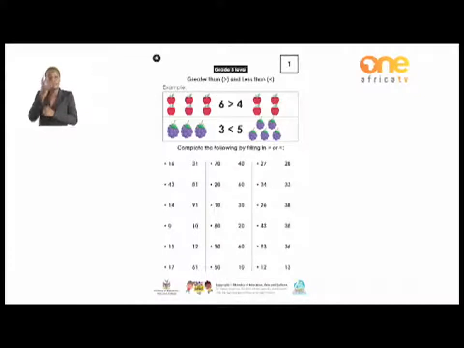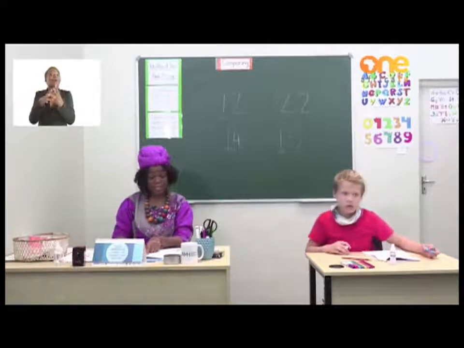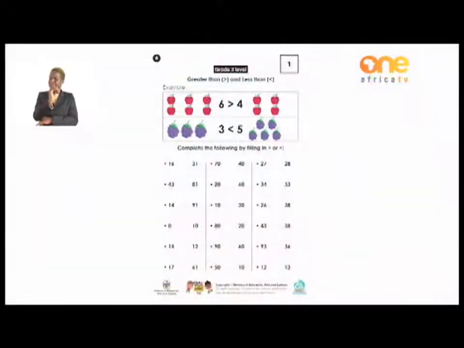Between 70 and 40. First of all, if you get confused, you look at the tens places of the numbers. We have a 7 and we have a 4. Between 7 and 4, which one do you think is bigger? A 70. Very good. So the mouth of the sign should be opening towards 70. Let's quickly look at the next one.